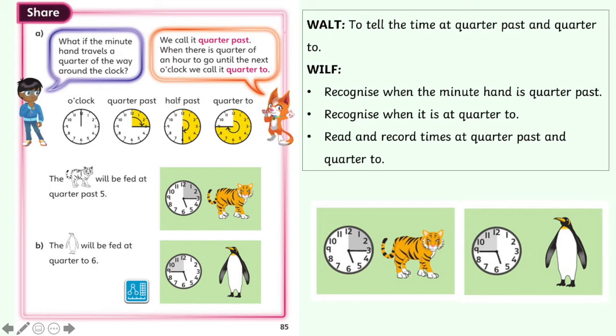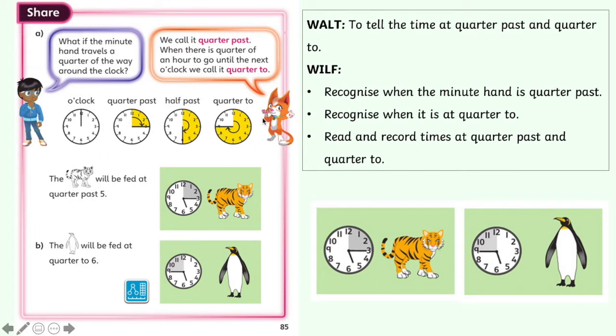Let's have a think back to the discover then. You are asked to find what time the tiger will be fed and what time the penguin will be fed. Let's read up here and see what Ash and Sparks are saying. What if the minute hand travels a quarter of the way around the clock? And Sparks replies, well, then we'd call it quarter past. And when there is a quarter of an hour to go until the next o'clock, we call it quarter to.